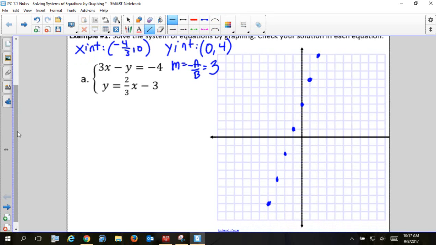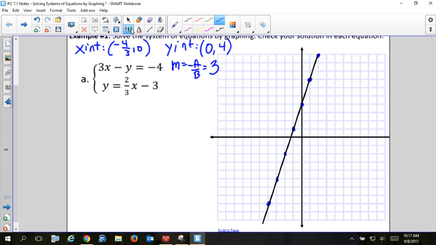So we're going to use our straight edge. Be very careful when you connect that line so it is as accurate as possible. Then my second one is already in the form y equals mx plus b. So I'll just begin at my y-intercept, my b, 0, -3. And I will move with my slope up 2 over 3.